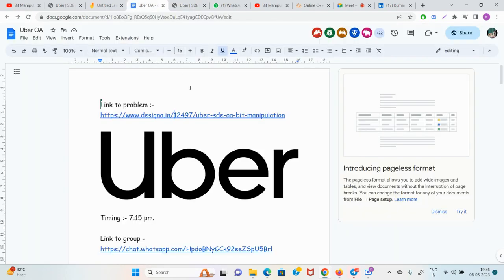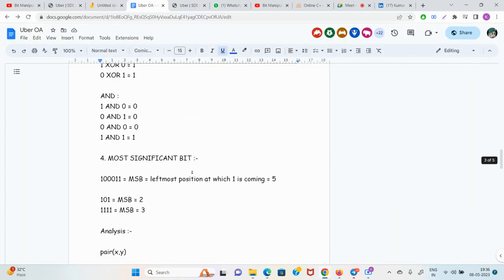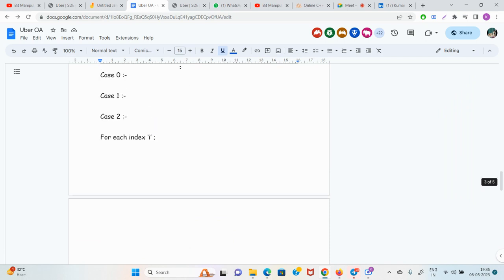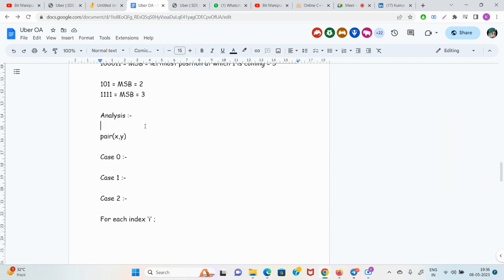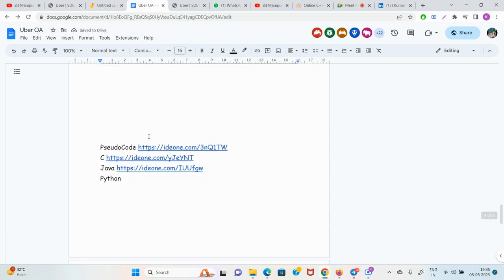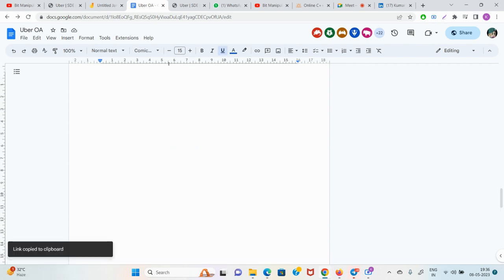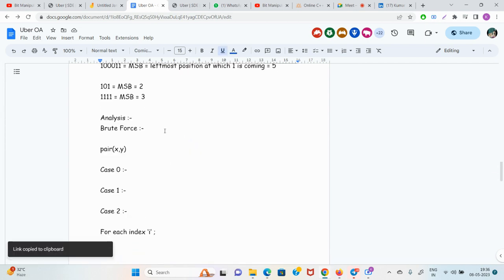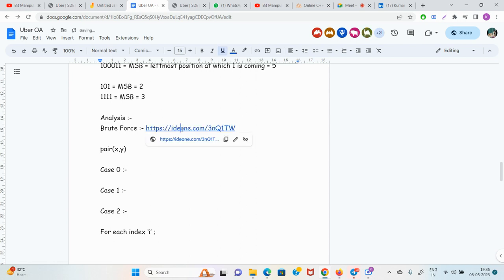Okay, so let's check the basic brute force algorithm. Okay, so let's check the brute force stuff. And brute force, okay, let's check it. Okay. This is our pseudo code for brute force, and I am writing it here as well. The brute force is simple and it would be understandable to most people, right?